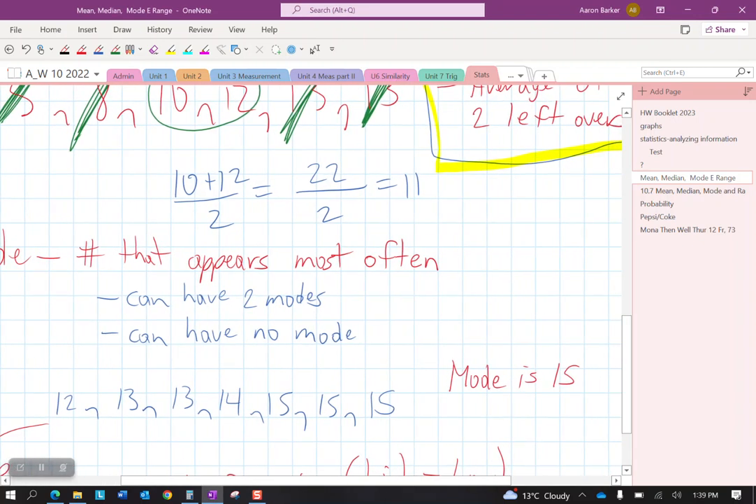Now what if I erased one of them? Say this number right here. Mode is 15. If this last 15 wasn't present, what would you say the mode is now? Which number appears most often? 13 and 15 have both appeared twice. So you'd write down 13 and 15 is your mode because they're equal. So you actually have two modes.